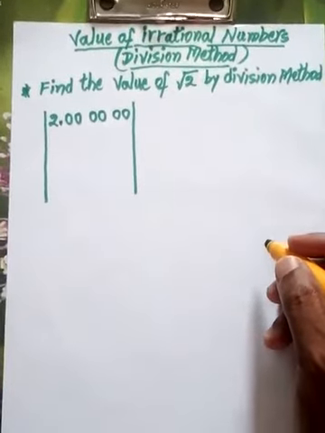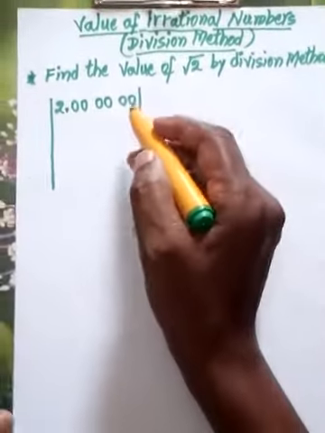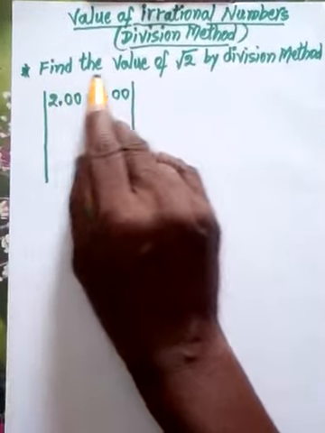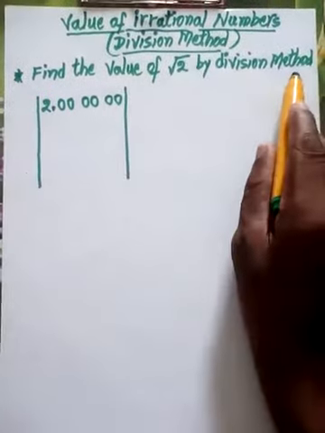Good morning, students. So today we are going to learn how to find out the value of rational numbers by using the division method. So today let us calculate the value of root 2. Look here, students, find the value of root 2 by division method.